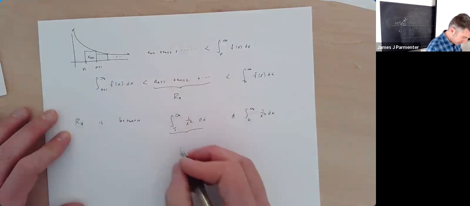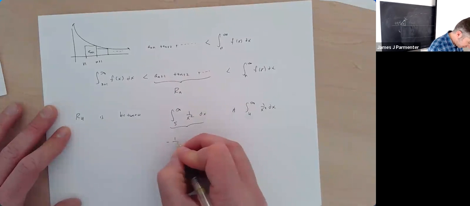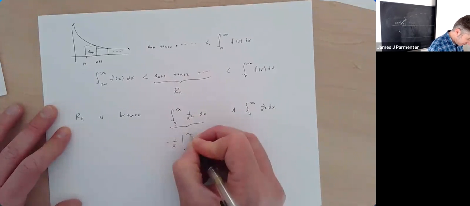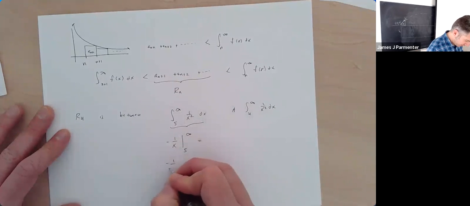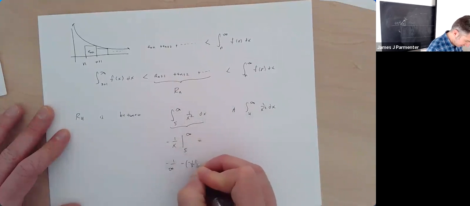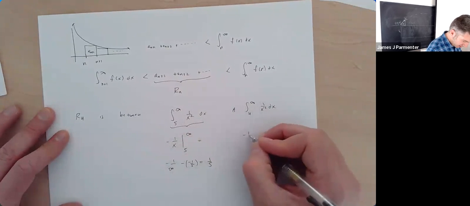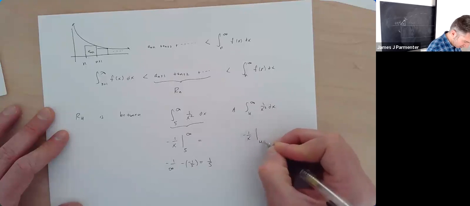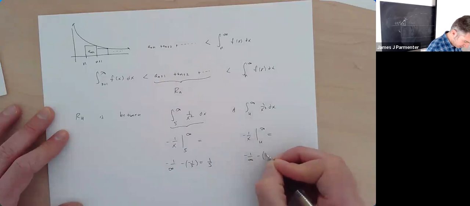And you can calculate both of these. They're not too terrible. This is just going to be negative 1 over x from 5 to infinity. Negative 1 over infinity minus negative 1 over 5, which just ends up being 1/5. And here we get the same sort of deal. Negative 1 over x from 4 to infinity, which ends up being just positive 1/4.